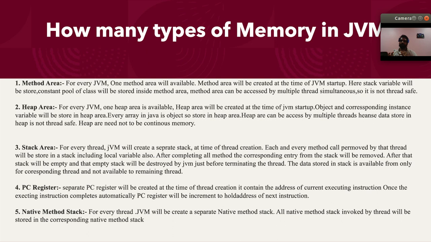Let's say that a thread has to call two methods. First it will call method A, and all those execution addresses will be stored in the PC register. Then, when this execution is done, the thread has to call the second method. That second method's execution address will also be stored in the PC register. And when the thread is terminated, the PC register will also be removed by the JVM, right?